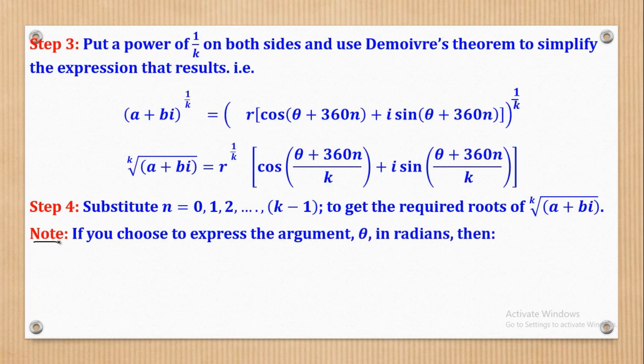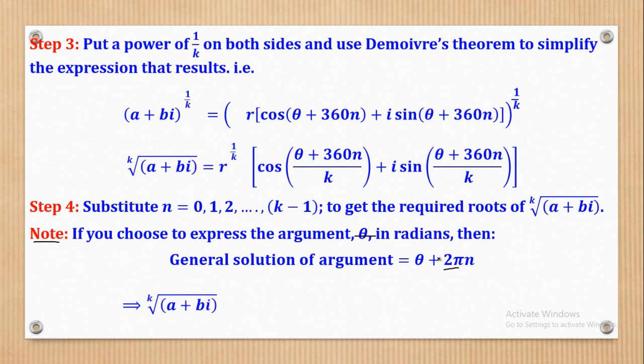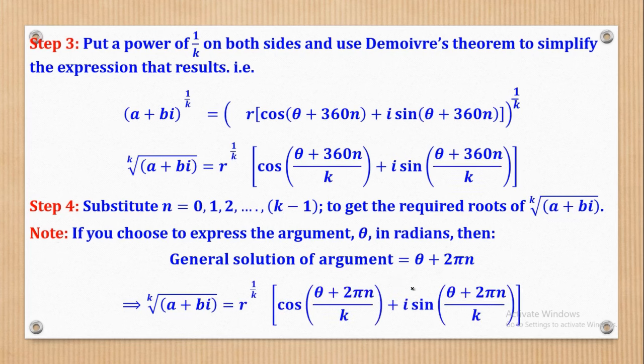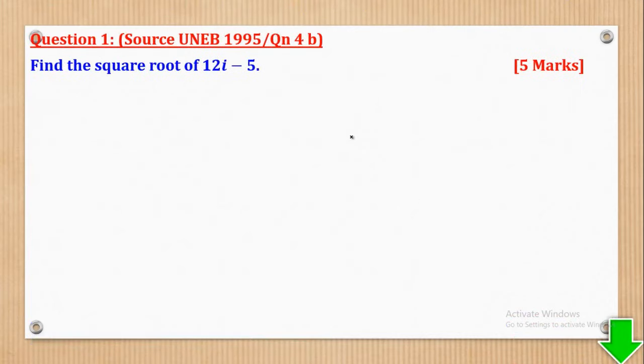So here they say, note that if you choose to express the argument in radians, remember radians, 360 degrees is equal to 2 pi radians. Therefore, where there is 360 degrees, you just put there 2 pi, but the rest remains the same. Okay, so now let's go to the questions.